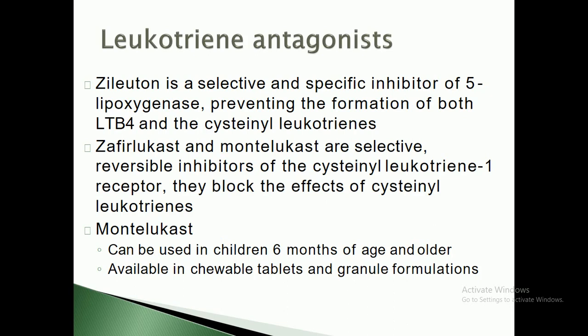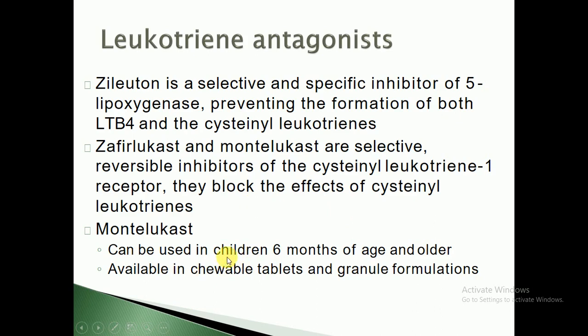As we know, Zileuton is a selective and specific inhibitor of 5-lipoxygenase, preventing the formation of both leukotriene B4 and cysteinyl leukotrienes. Zafirlukast and Montelukast are selective and reversible inhibitors of the cysteinyl leukotriene 1 receptor, so they can block the effect of cysteinyl leukotrienes.